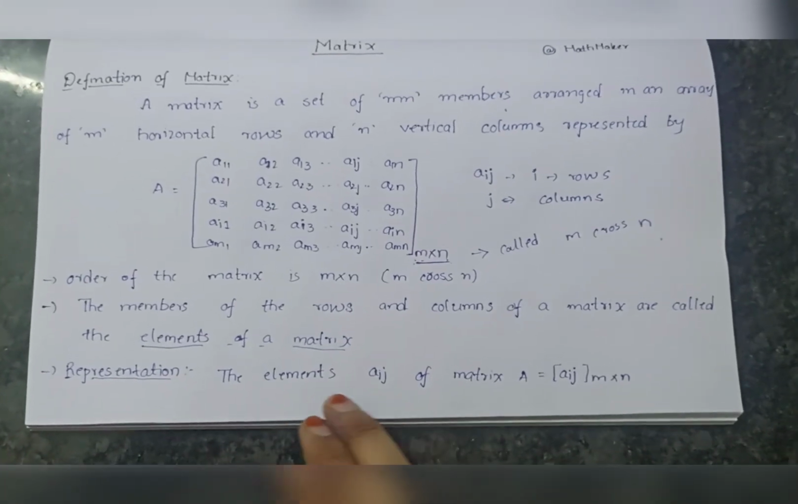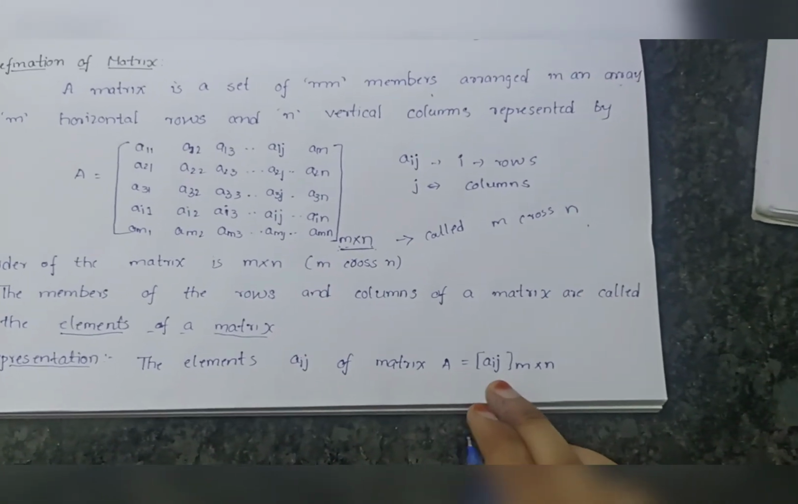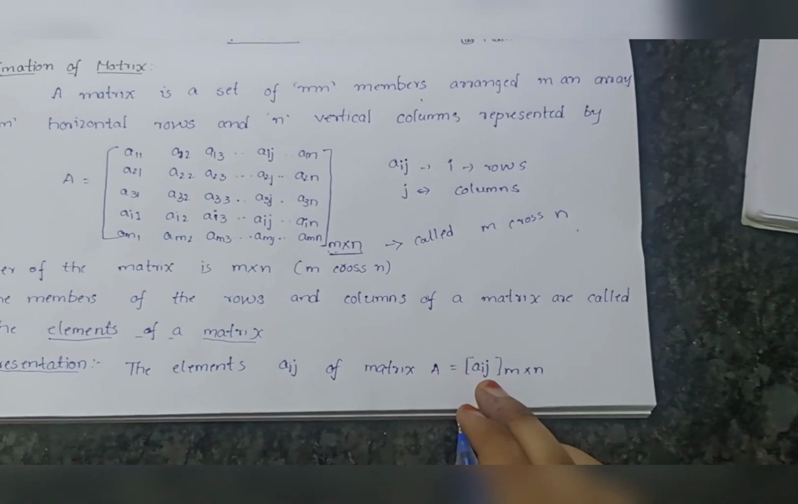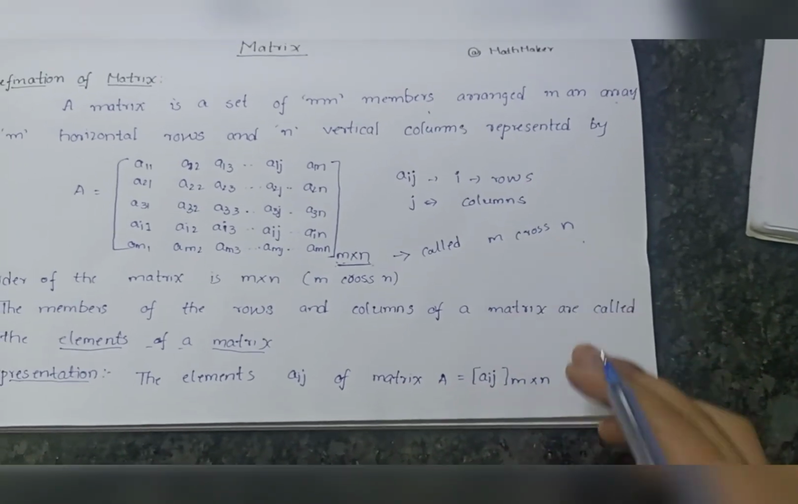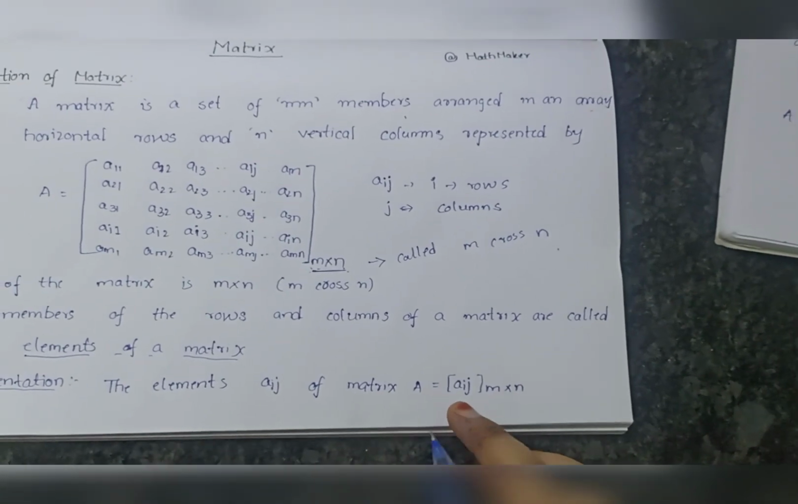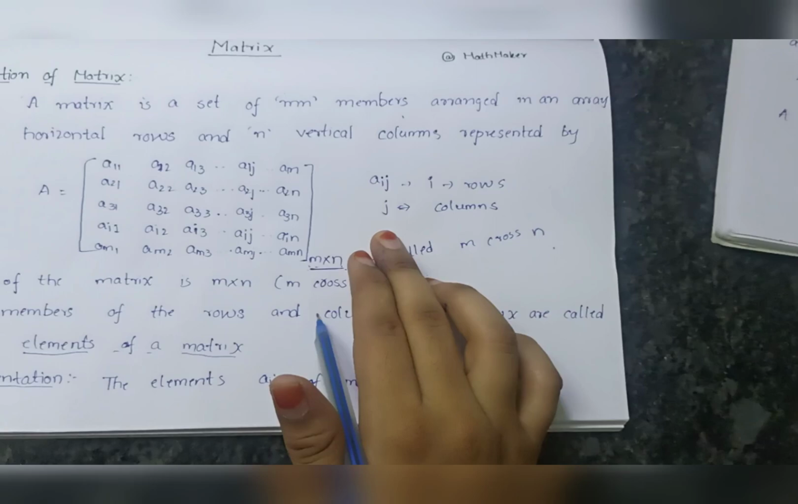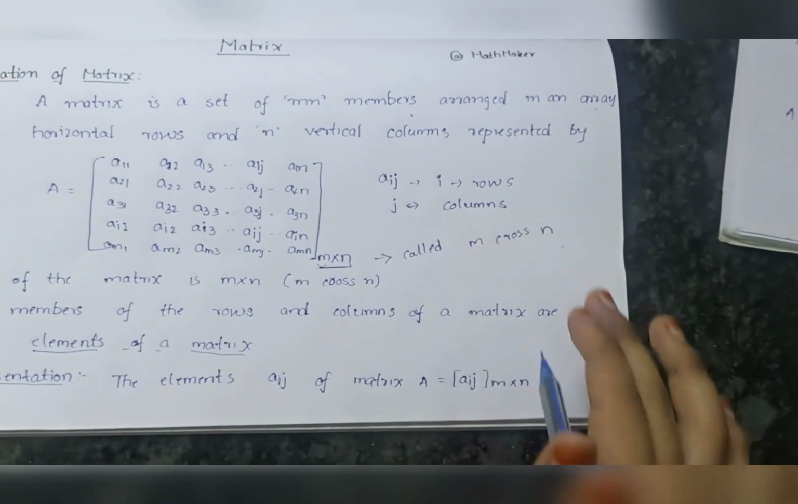The representation of a matrix is: the element aij of a matrix A, equal to [aij] m into n. As we said, m into n tells the order of the matrix, and in aij, i shows the number of rows and j shows the columns.